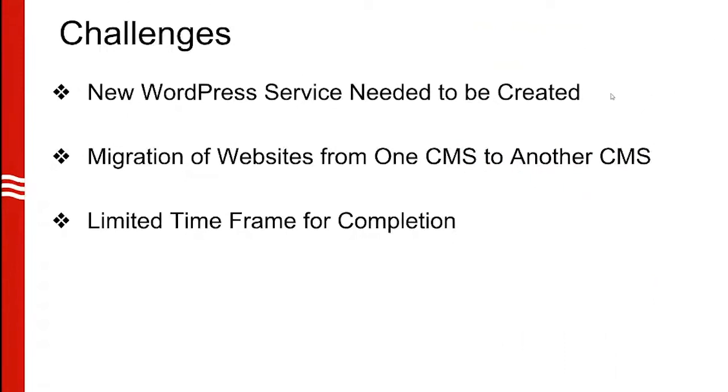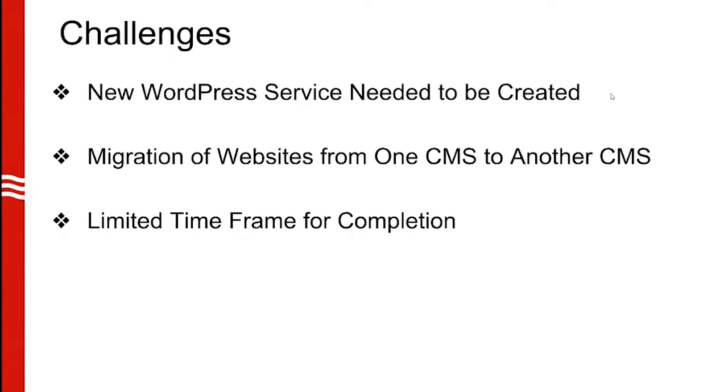And our challenges included, we had to put a new WordPress service up and ready to go. It needed to be designed and implemented. Processes needed to be written. Team members needed to be trained. Many of us had never even touched WordPress before. Customers needed to be trained because they were familiar with OpenText and had not used this before. And many hands needed to be held.